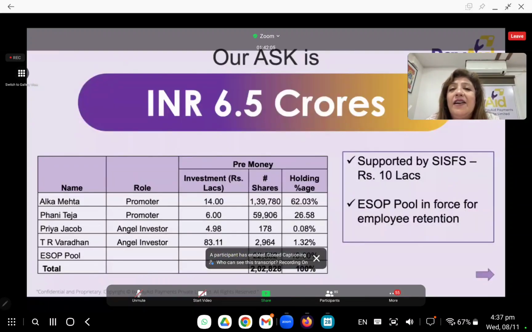We are currently trying to raise 6.5 crores, all of it in equity. And we have carved out an ESOP pool for our employees, which has already started off. We have an angel investor. Our first round of investment was in November 21.